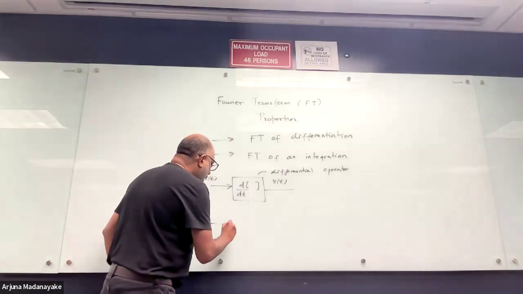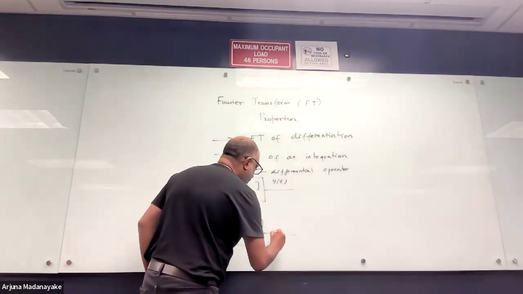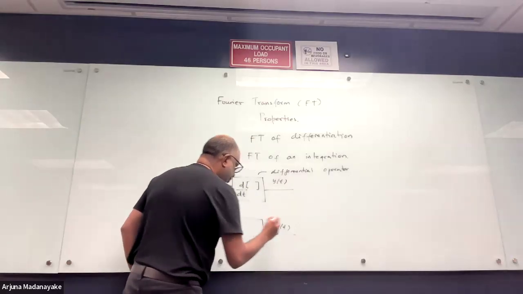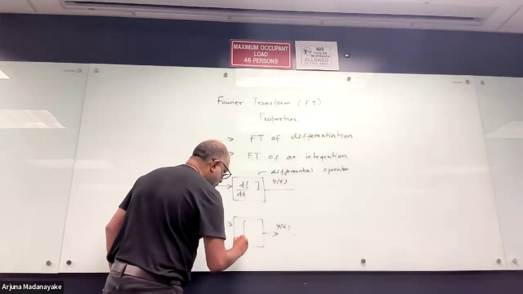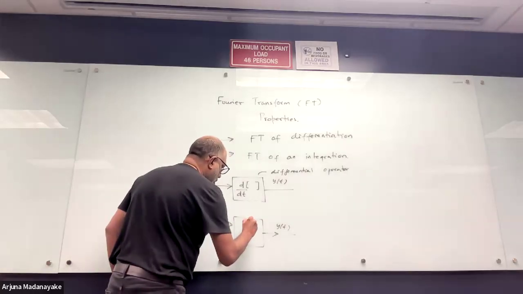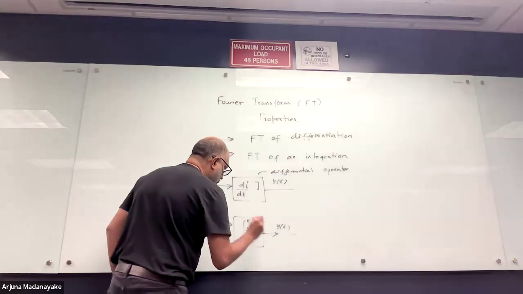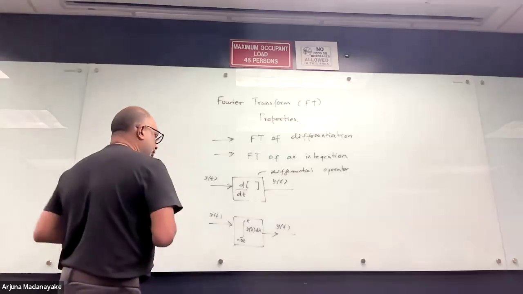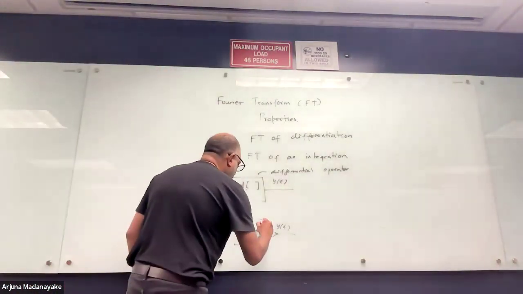Similarly, we can integrate x and produce an output y of t, where this is defined as the integral from negative infinity to t of x of lambda d lambda, where lambda is a temporary variable, or sometimes we call it a dummy variable.